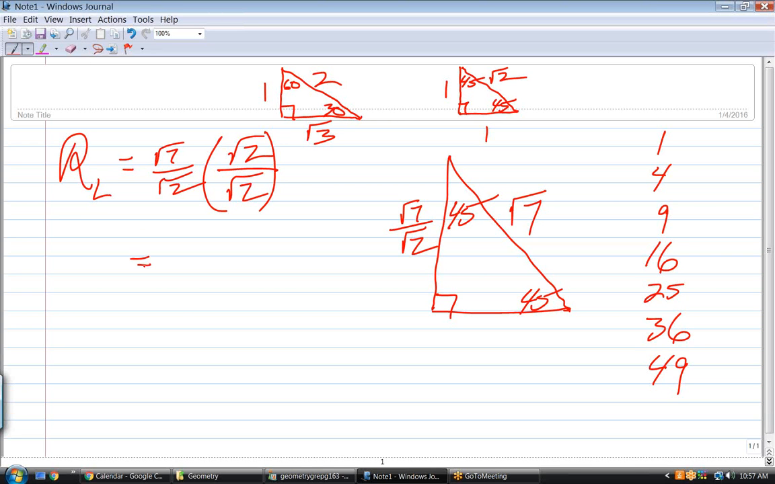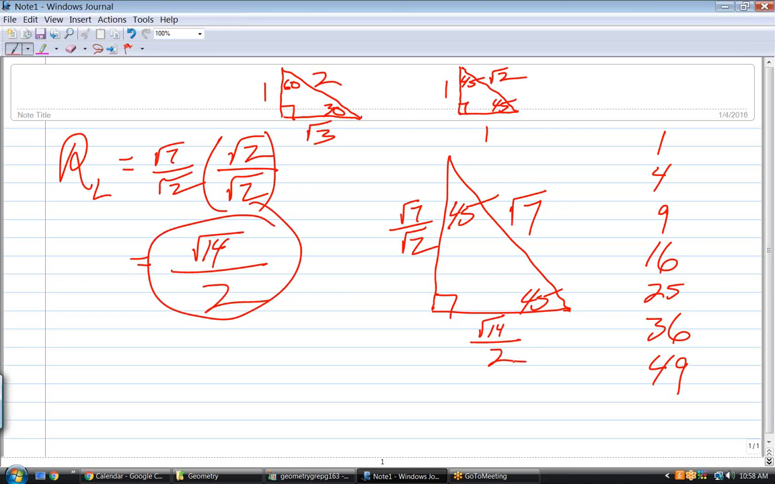But what do I get now? What's the square root of 7 times the square root of 2? Square root of 14. And what's square root of 2 times square root of 2? That would be just 2. And there's your answer. Okay, that makes sense. So that's an acceptable answer because it has a rational denominator. I'm going to change that one also.